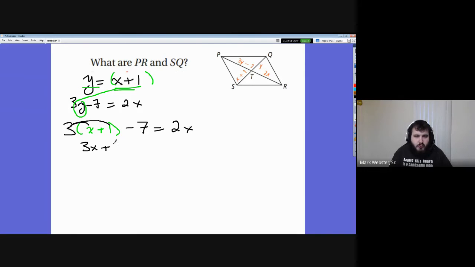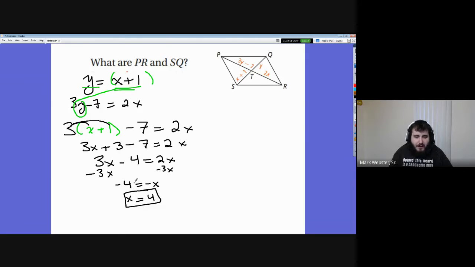Let's distribute. And here's a situation to watch out for, right? We talked about what happens when you've got just a variable or just a number on one side. Let's take the 3x and subtract it over. So x here equals 4, right? So now you know x is 4.